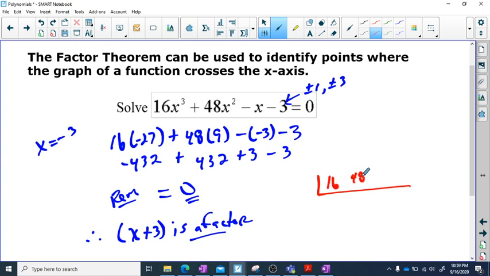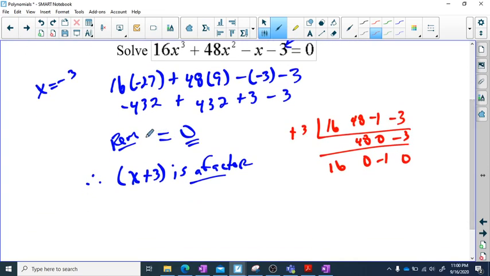16, 48, -1, and -3. Our factor is plus 3, so this is going to be a positive 3. Bring your 16 down. 3 times 16 is 48. 0. 3 times 0 is 0. -1 take away 0 is -1. -3, 0. So that's a good sign. That's going to give me 16x squared, no x term, minus 1.